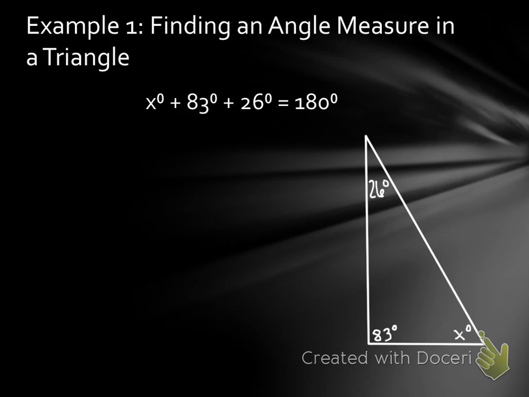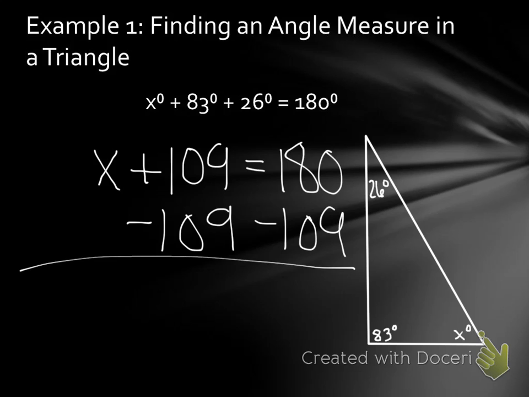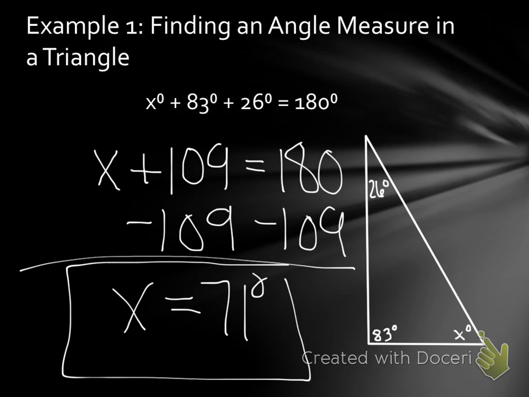So I'm going to add 83 and 26 together first. So now I get x plus 109 equals 180. Now I'm going to solve for x. How do I solve for x? Subtract 109 from 180, and x equals 71 degrees. So basically what I'm doing is adding the angles that I do know and subtracting them from 180. But all I'm doing is setting it up in an equation with an unknown angle measure.